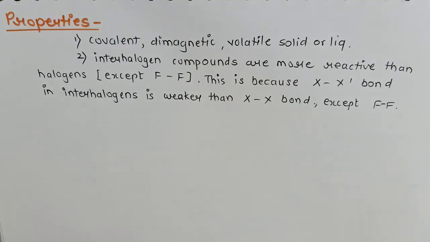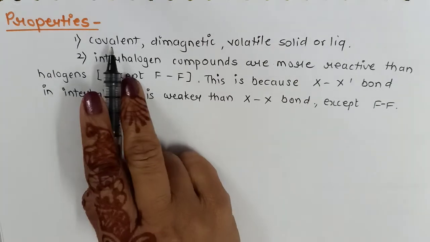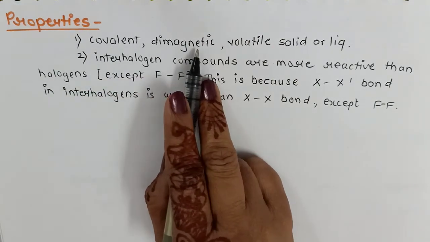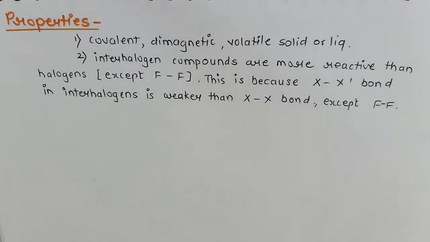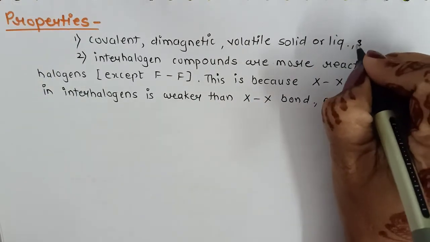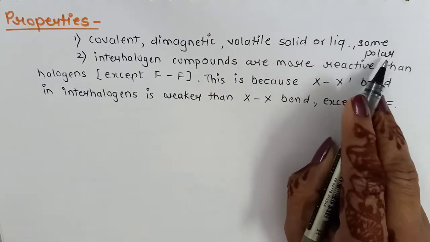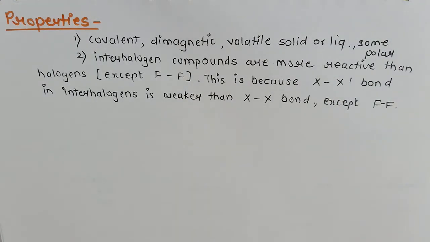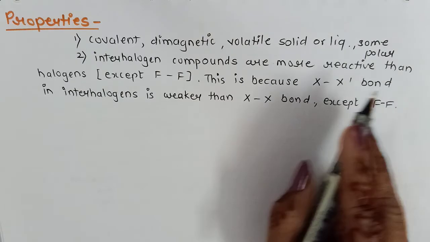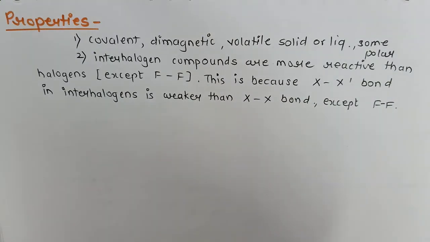The properties of interhalogen compounds include their covalent nature, their diamagnetic nature, as well as their volatile nature. They can be either solid or liquid, and some kind of polarity exists in them. The polarity exists due to the difference in the electronegativity of the two halogens. If we talk about reactivity, interhalogen compounds are more reactive than halogens.